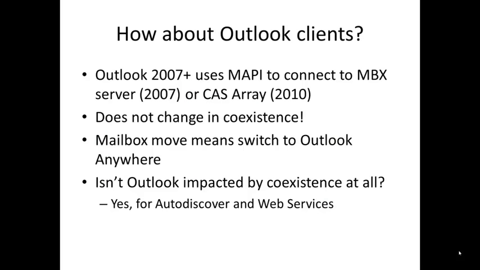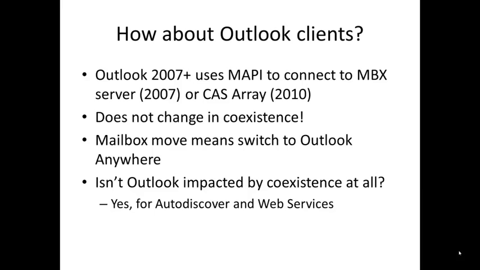How about the Outlook clients? There we have to differentiate between the traditional MAPI connection and the web service or Autodiscover service. The MAPI connection connects to the mailbox server in Exchange 2007 or connects to the CAS array in Exchange 2010. When you install Exchange 2013, this does not change. So the MAPI part of the Outlook client still connects to the mailbox server or to the CAS array.